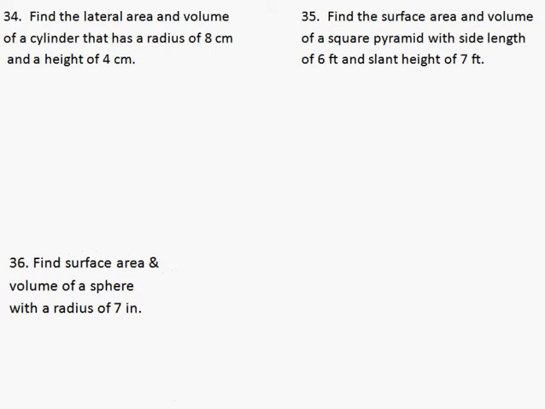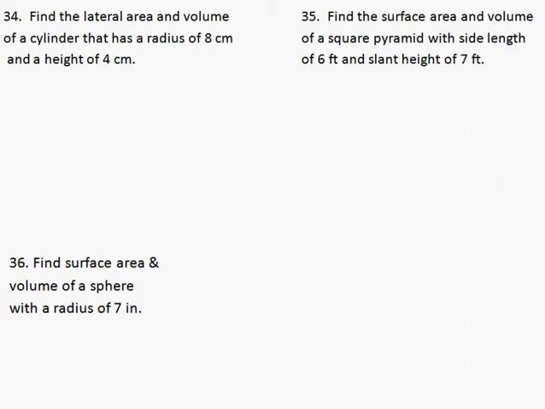Our next three questions have to do with finding surface area or lateral area and volume. So you need to make sure you can pick out your different formulas. You will have a formula sheet, but you have to be able to pick out which one's which. I'm not telling you what the different formulas are for. I'm just putting them on there. So 34 says find the lateral area and volume of a cylinder that has a radius of 8 centimeters and a height of 4 centimeters.